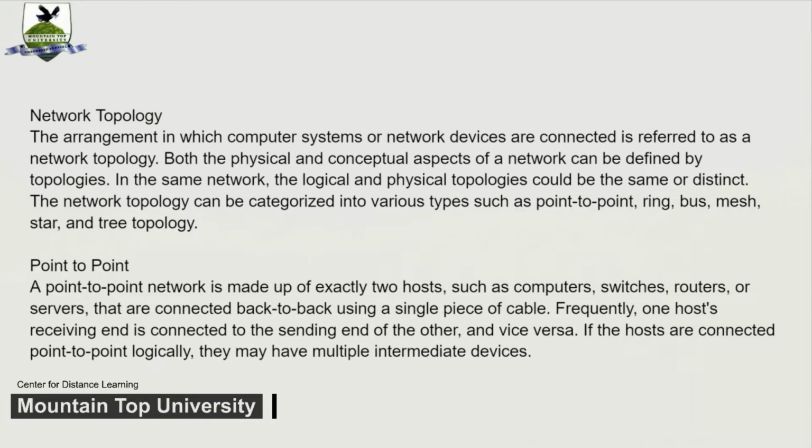Point-to-point. A point-to-point network is made up of exactly two hosts, such as computers, switches, routers, or servers, that are connected back-to-back using a single piece of cable. Frequently, one host's receiving end is connected to the sending end of the other, and vice versa. If the hosts are connected point-to-point logically, they may have multiple intermediate devices.